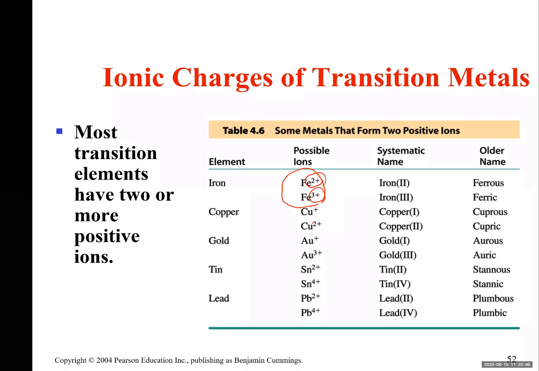So if they have the lower of the 2 possible charges, we call them ferrous, OUS at the end. If they have the higher charge, which is 3, we add IC at the end. So ferric has +3, ferrous has +2. Between these two different charges of copper, the lower charge is cuprous, OUS. If it's the higher charge, add IC at the end. Cupric means +2.